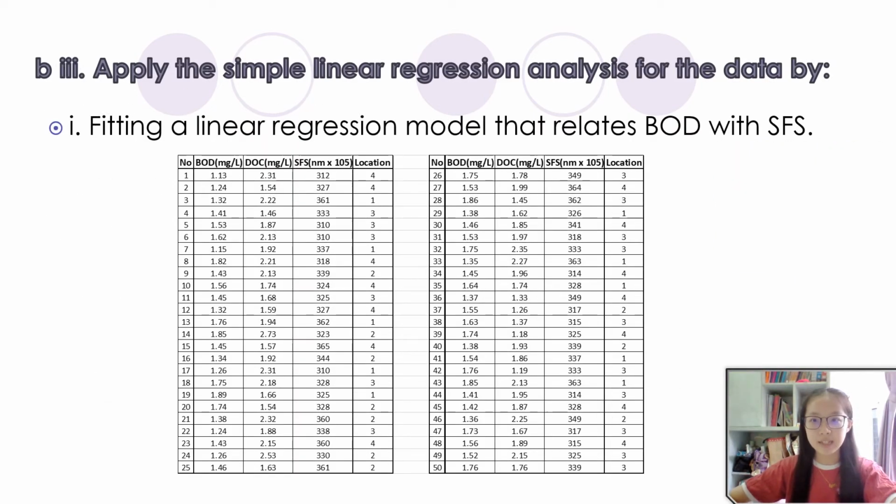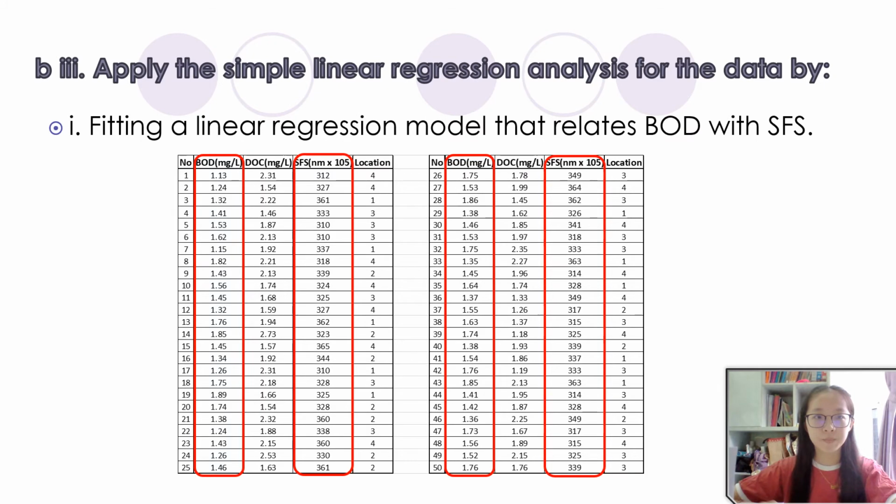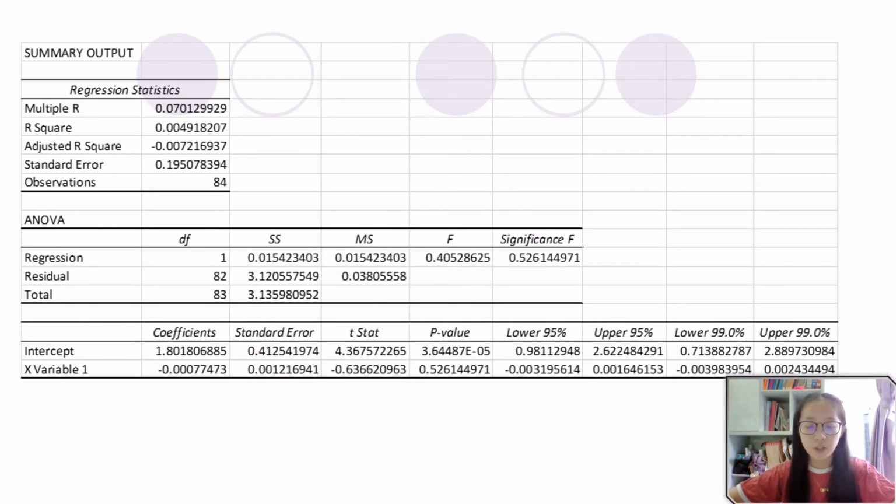Hi, my name is Qi. In this question, we need to apply simple linear regression analysis, following the data by fitting a linear regression that relates biochemical oxygen demand (BOD) and synchronized fluorescence spectra (SFS). Based on the 50 data filtered from my group mates, I only use the data of BOD and SFS. I use computer applications such as Excel to get the answer for this question.